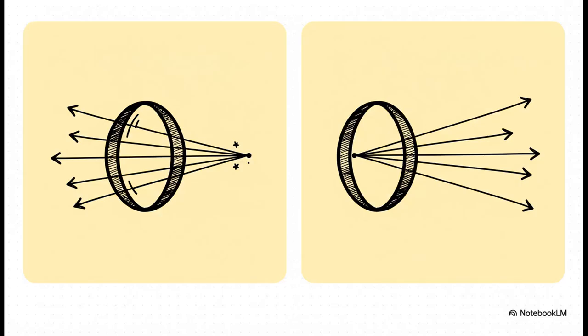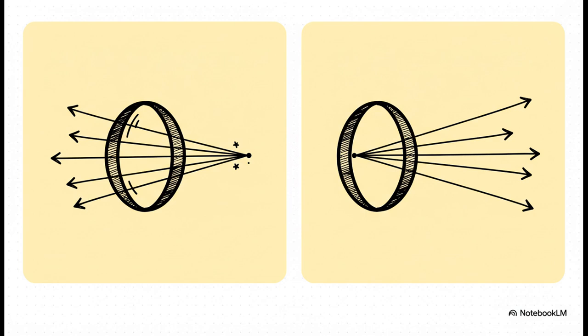Okay, let's meet the two heroes of our story. First up, we have the convex lens. You'll notice it's fatter in the middle. This one's job is to pull light rays together to make them converge. Then we have its opposite, the concave lens. It's thinner in the middle, and it does the exact reverse. It spreads light rays out, making them diverge.